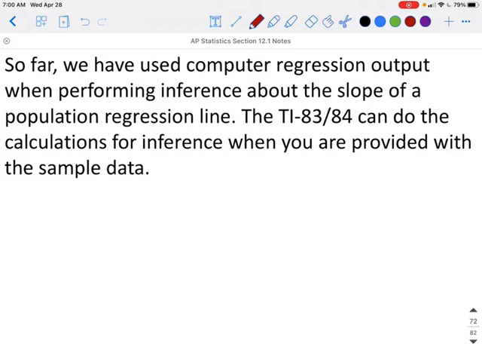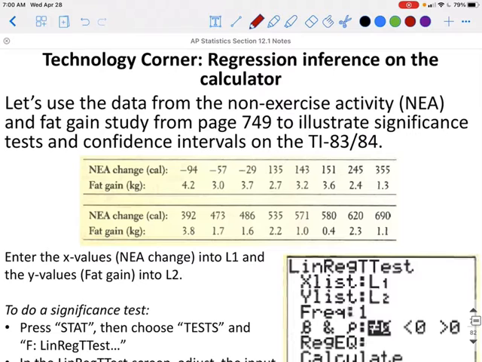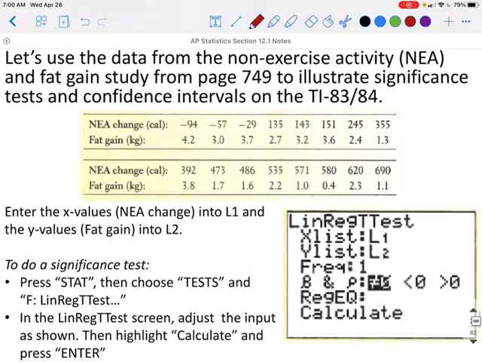So far, we have used computer regression outputs when performing inference about the slope of population regression lines. The TI-83 or 84 can do the calculations for inference when you are provided with the sample data. And again, we can only do this if we have the sample data itself. So let's use the data from the non-exercise activity and fat gain study from page 749 in the book.